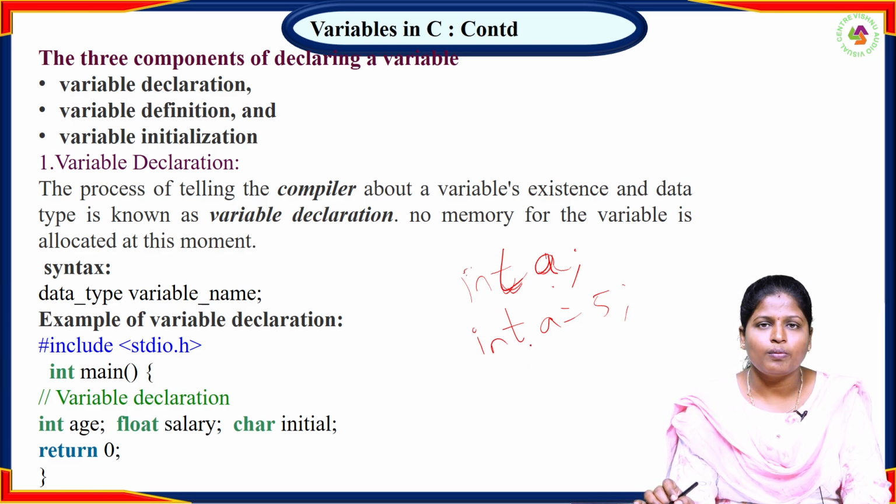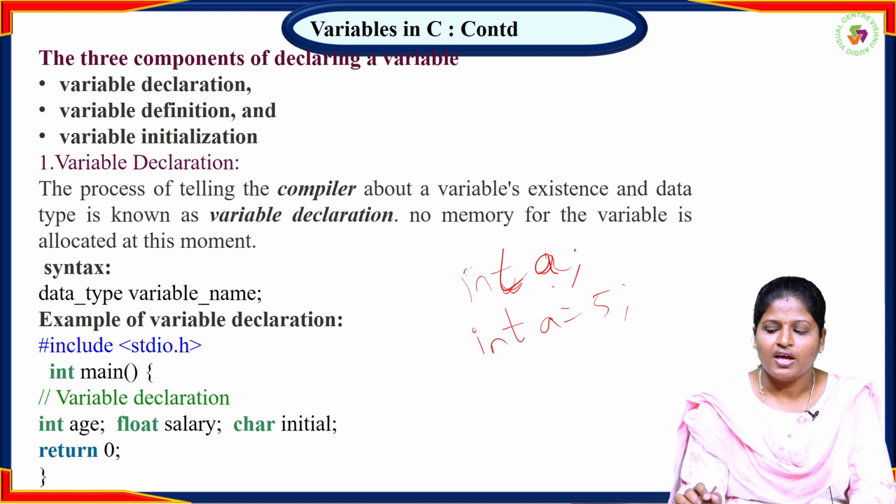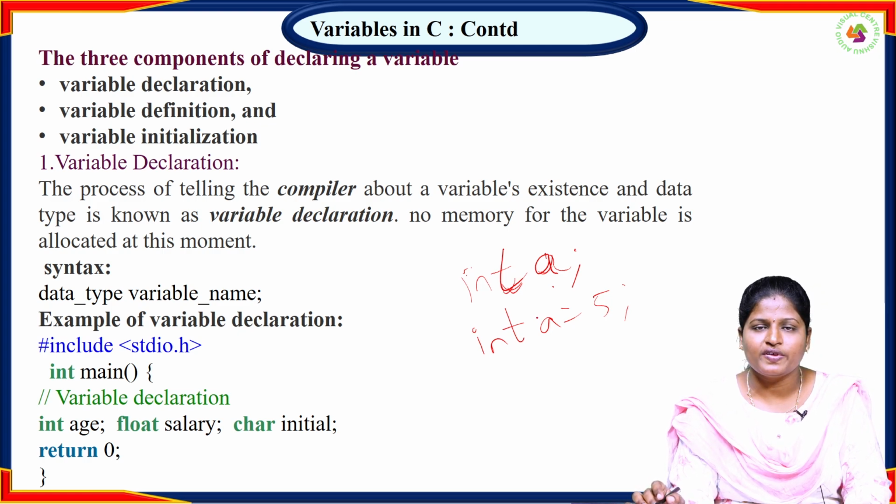So the first component is variable declaration. As I said, here we are only specifying what type of variable we are using, and since we are only specifying the variable name, here no memory is allocated for the particular variable in the memory location. We are just indicating that I am using so and so variable.